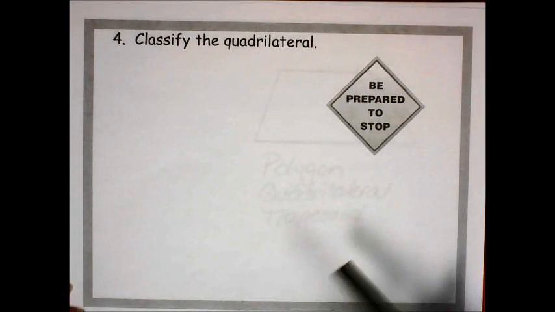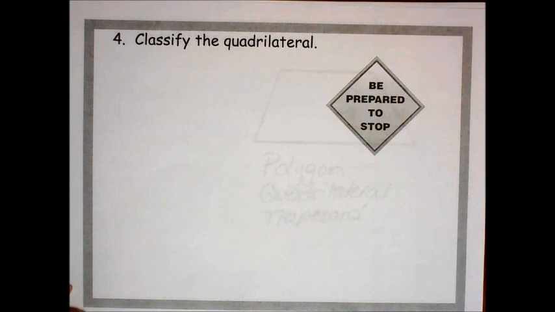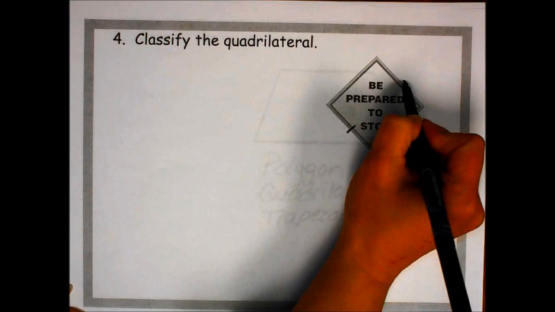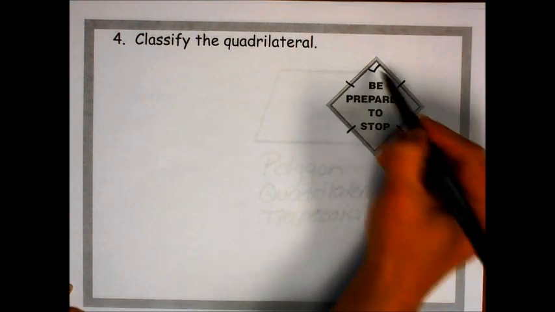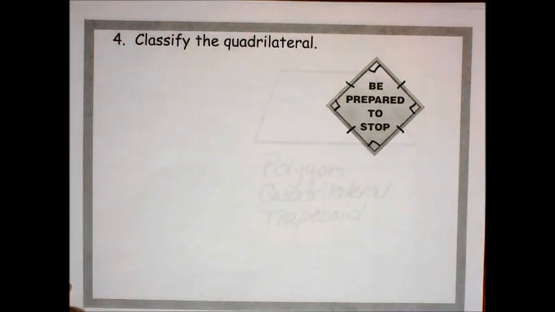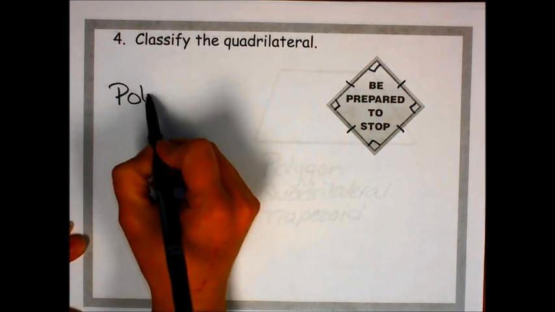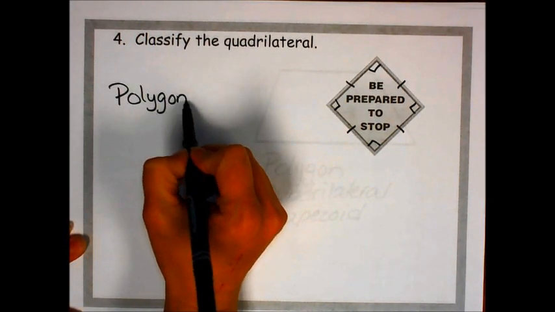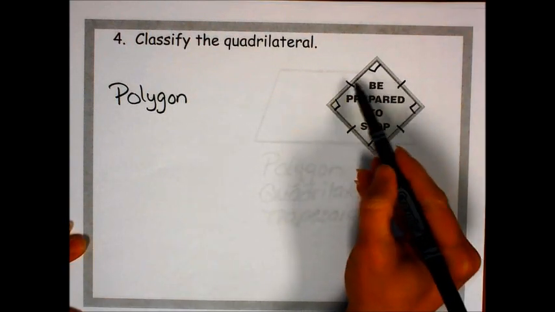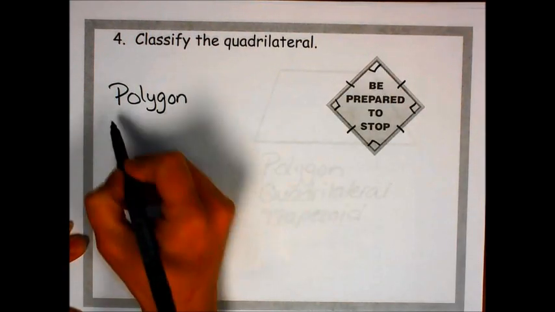Okay, let's look at this road sign on question number 4. Here's what I notice. I notice that all sides are the same length. I notice that all 4 angles are right angles. So let's give this figure as many names as we can. It is a polygon, because it's made of straight lines that are closed. It's also a regular polygon because all sides are equal and all angles are equal.